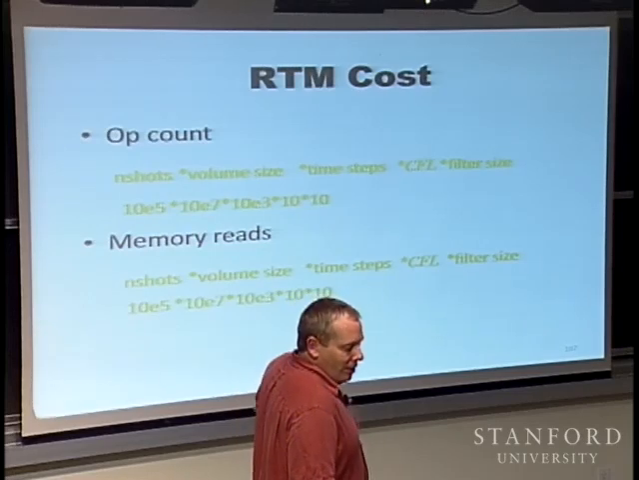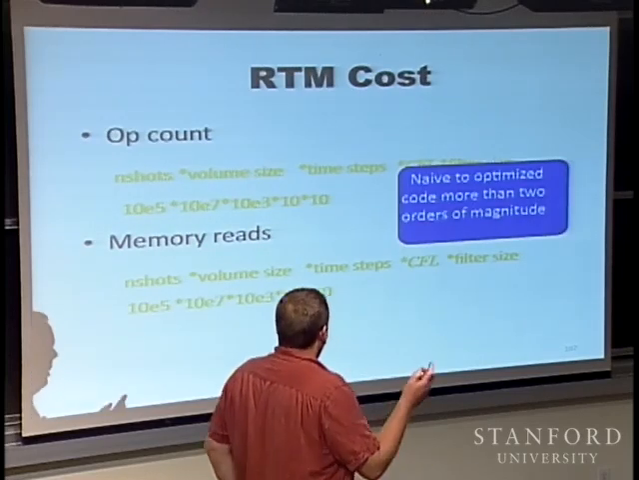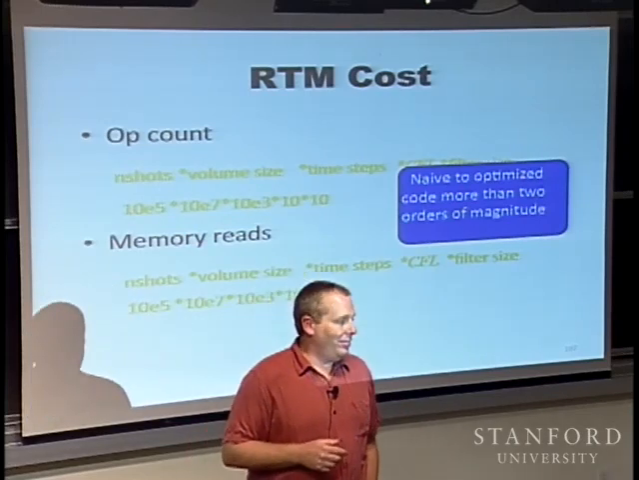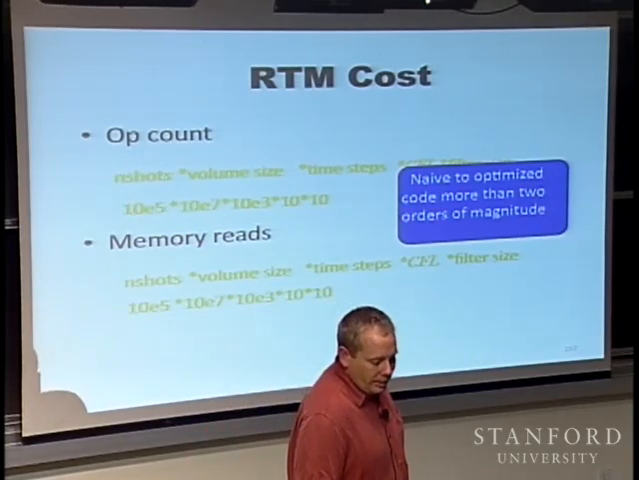So here's the RTM cost with these tricks and a couple more that I mentioned. We're basically 100 times faster. We now have something we can actually use.